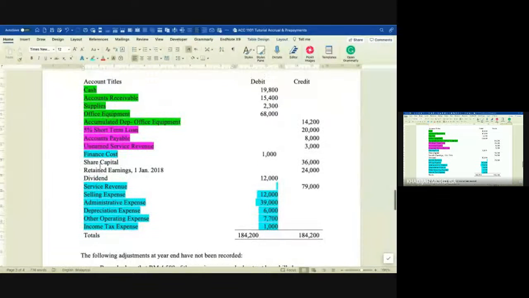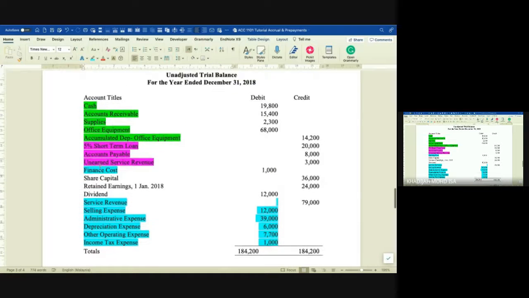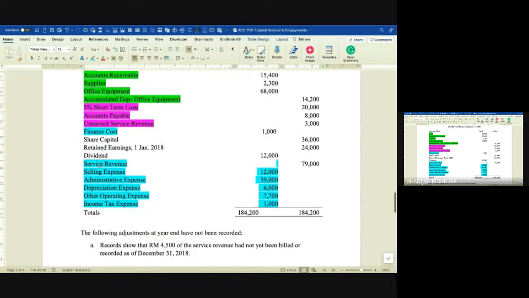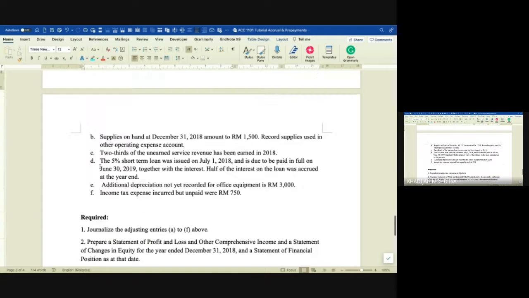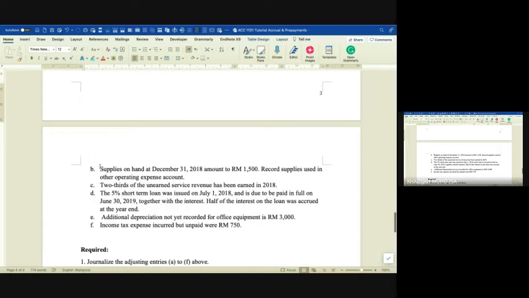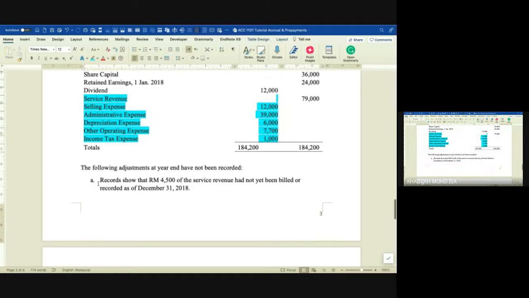Okay. So when you get the question, try to read every item so that you get familiar with the accounts that you already have in your trial balance, the unadjusted trial balance. And you know that, oh, you already have the service revenue account. You have unearned service revenue. So it comes to your mind what these accounts are meant for. Then you have the transactions. And what you're required to do, generalize the journal entries and then prepare statement of profit and loss account. So let's do the journal entries first.